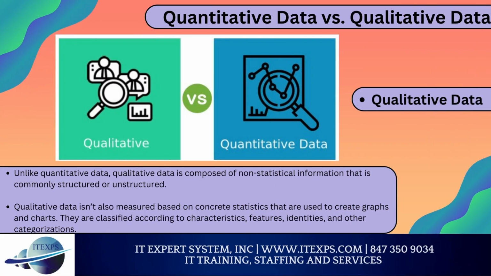Qualitative data. Unlike quantitative data, qualitative data is composed of non-statistical information that is commonly structured or unstructured. Qualitative data is also not measured based on concrete statistics that are used to create graphs and charts. They are classified according to characteristics, features, identities, and other categorizations. Qualitative data is also exploratory in nature and is frequently left wide open until more study has been completed. Theorizations, assessments, hypotheses, and presumptions are all based on qualitative research data.